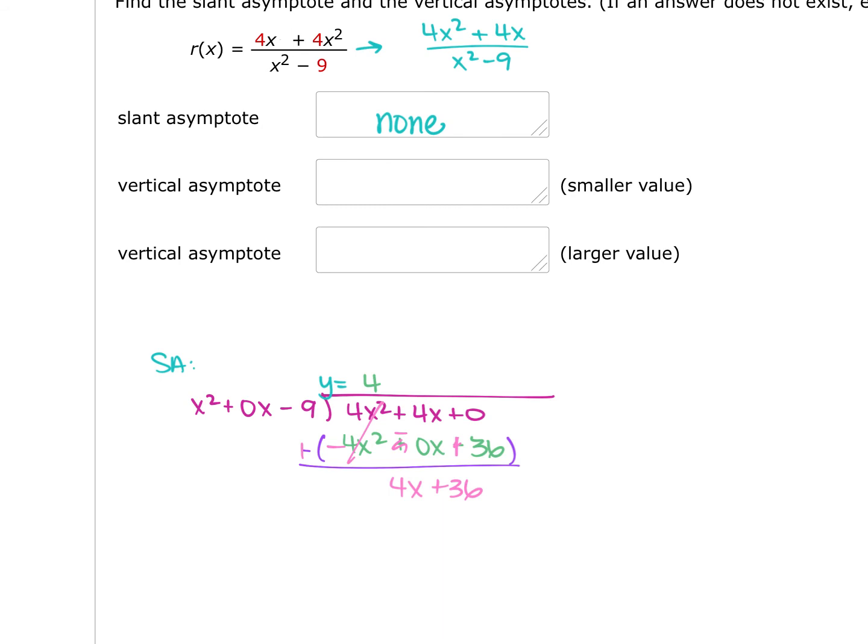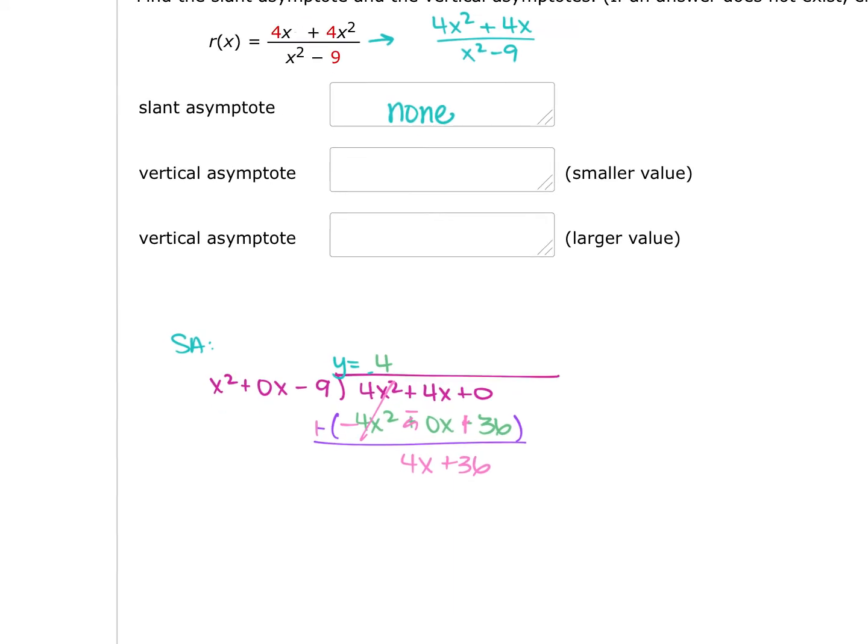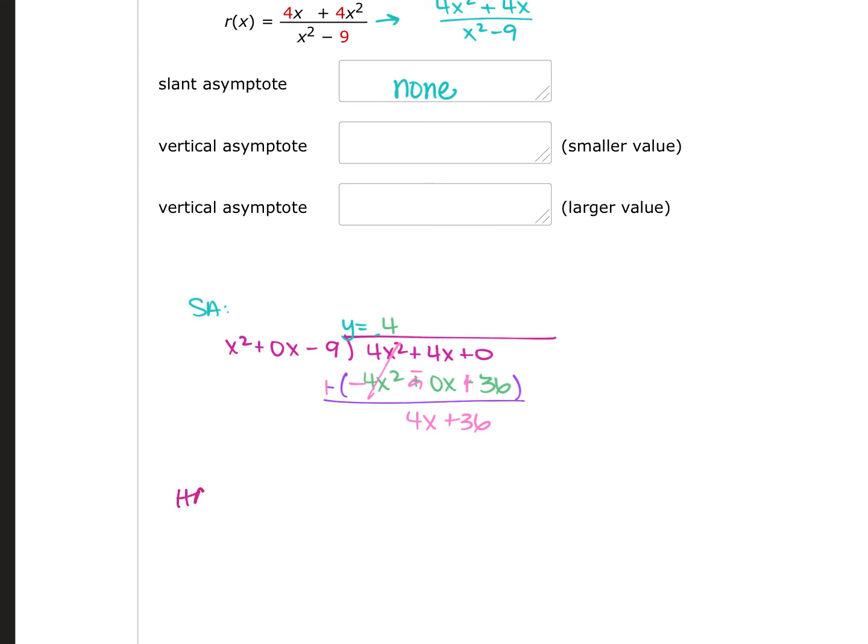Yeah. So if you had this y is equal to 4 as a slant asymptote, and you did find your horizontal asymptote, you would have the numerator's degree is equal to the denominator's degree. So you would put the numerator's leading coefficient, which is 4, over the denominator's leading coefficient, which is 1. And it's the same thing as y is equal to 4. So these two are the same. So you don't have a slant asymptote.